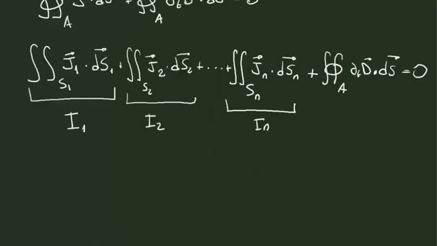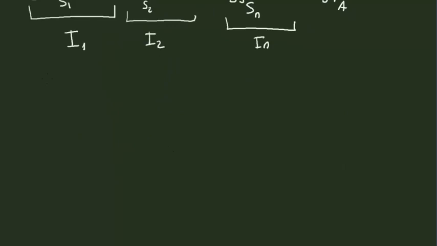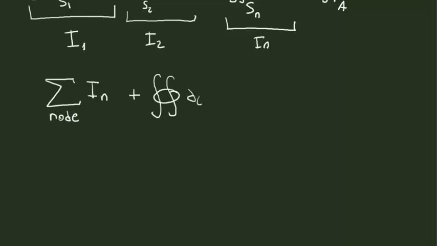So I can very simply rewrite these integrals as the sum of all the net currents flowing in or out a node plus this surface integral, which is bothering us a little bit, but we will get rid of it in a second. There you go. This is equal to 0. Now this looks pretty much like Kirchhoff's current law.